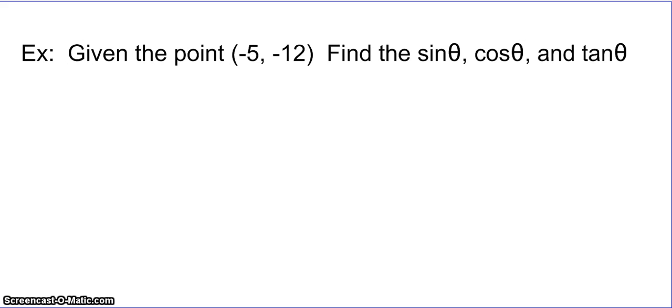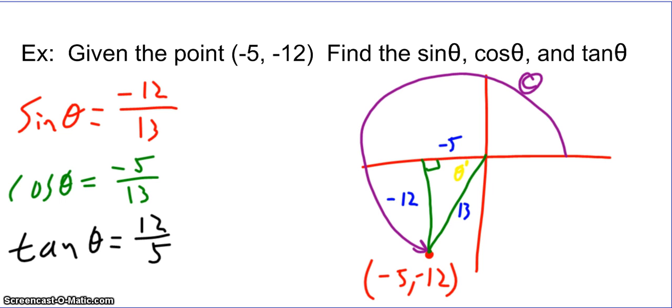Okay, another example. If you're given the point -5, -12, I want you to find the sine, the cosine, and the tangent of theta. So pause the video, find those answers, unpause when you're ready to check. Okay, so hopefully you got the sine of theta is -12/13, the cosine of theta is -5/13, the tangent of theta is 12/5.